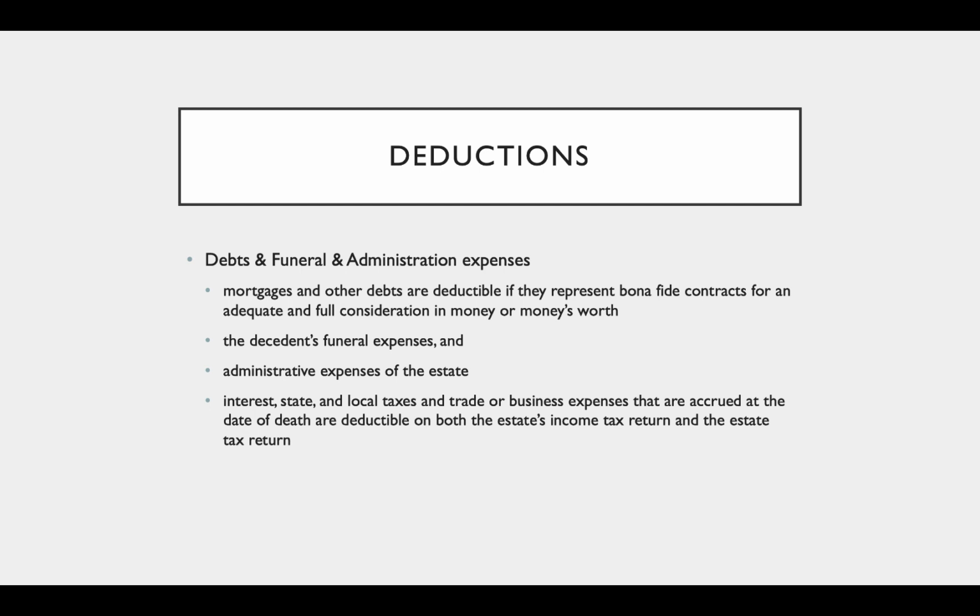Now we're moving on to deductions. So once we get the gross estate, we add that up, and then we are allowed some deductions. The first are debts and funeral and administrative expenses. Mortgages and other debts are deductible if they represent bona fide contracts for an adequate and full consideration in money or money's worth. Funeral expenses are deductible, and administrative expenses of the estate are deductible.